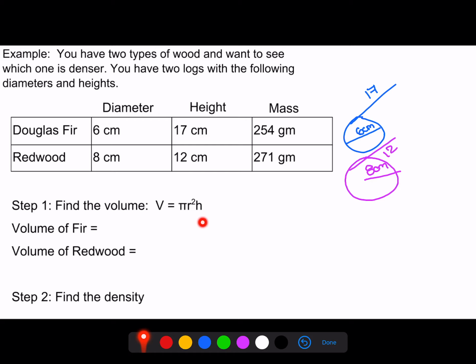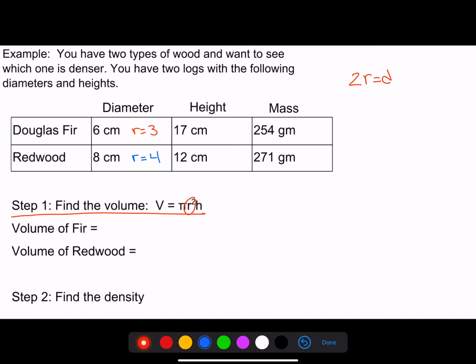We use volume is equal to pi r squared times height. And I know diameter is equal to our radius times 2. So if my diameter is 6, my radius is 3. If my diameter is 8, my radius is 4. So we can automatically solve for radius right away if we have diameter. From here, we plug it into our volume formula. Volume is equal to pi r squared times height. It's the volume of a cylinder because trees will become cylinders, or at least logs will.